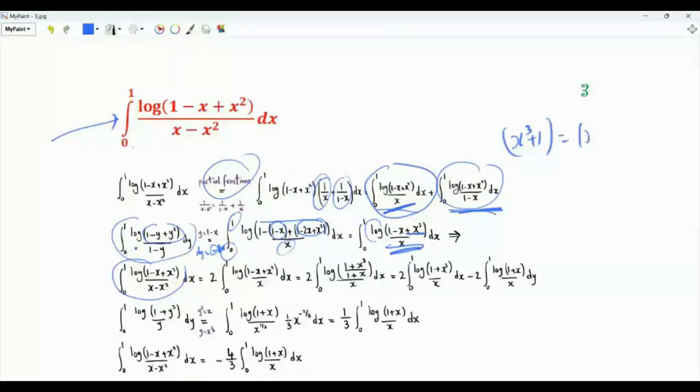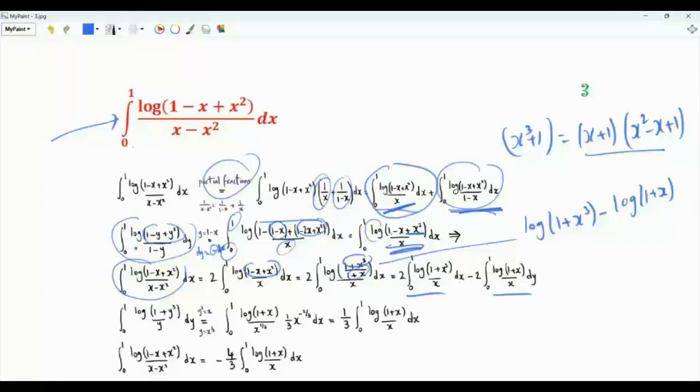x cubed plus 1 is equal to x plus 1 times x squared minus x plus 1. We can use this to write down the argument of the logarithm as 1 plus x cubed divided by 1 plus x. Write down this logarithm as log 1 plus x cubed minus log 1 plus x. So we have two integrals. Let's focus on the first, here written using y. Do the change of variables. y cubed is equal to x. That is, y is x to the power 1 over 3.